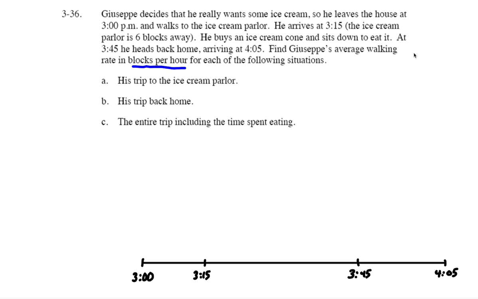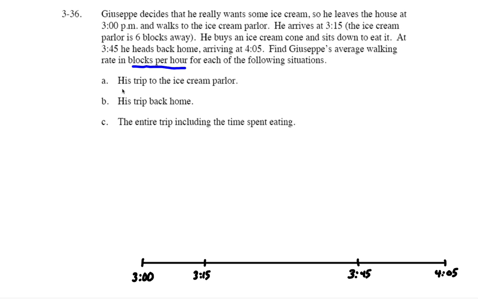He buys an ice cream cone and sits down to eat it. At 3:45, he heads back home, arriving at 4:05. Find Giuseppe's average walking rate in blocks per hour for each of the following situations. So I've highlighted blocks per hour because it's important that we remember that's the rate we're using. Blocks is one of our units, hours is the other.